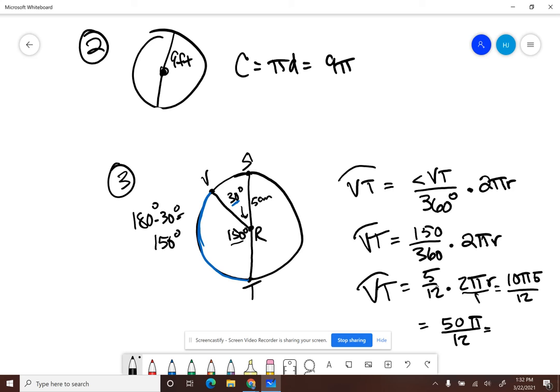But again, what number will go into both of those numbers? Well, we know that they're both even numbers, so I could actually simplify this 50 down to 25, and 12 divided by 2 would be 6. So my final answer here would be 25 pi over 6. Again, all I'm doing here is I'm taking whatever my central angle is, dividing it by 360, and then multiplying it by the formula that I already have for circumference, okay? Because I'm not trying to find the whole circumference. I'm trying to just find the arc length part of that circumference, all right?